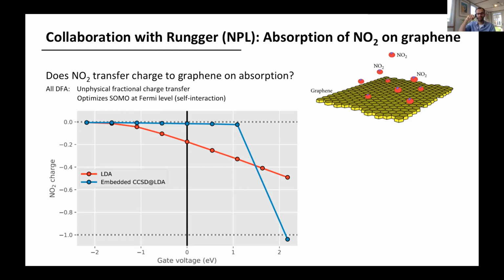It's either transferring no charge or it's having a complete charge transfer of an electron from the molecule to the graphene sheet. So as a function of gate voltage, essentially the relative energy levels of the NO2 compared to the graphene sheet, we can see this discontinuous behavior as it transfers a whole electron, as it should do, from the NO2 to the graphene sheet.